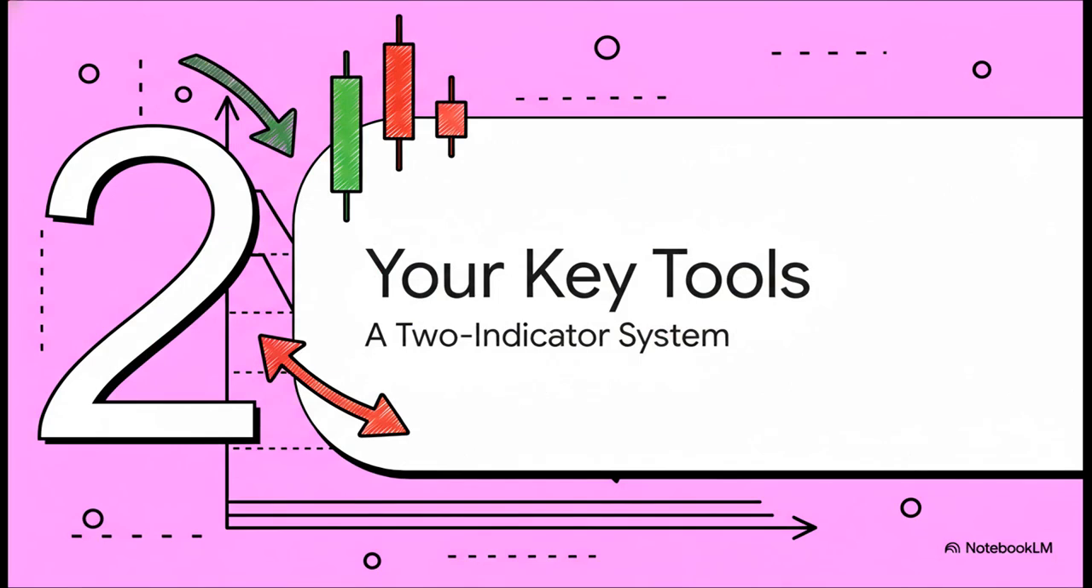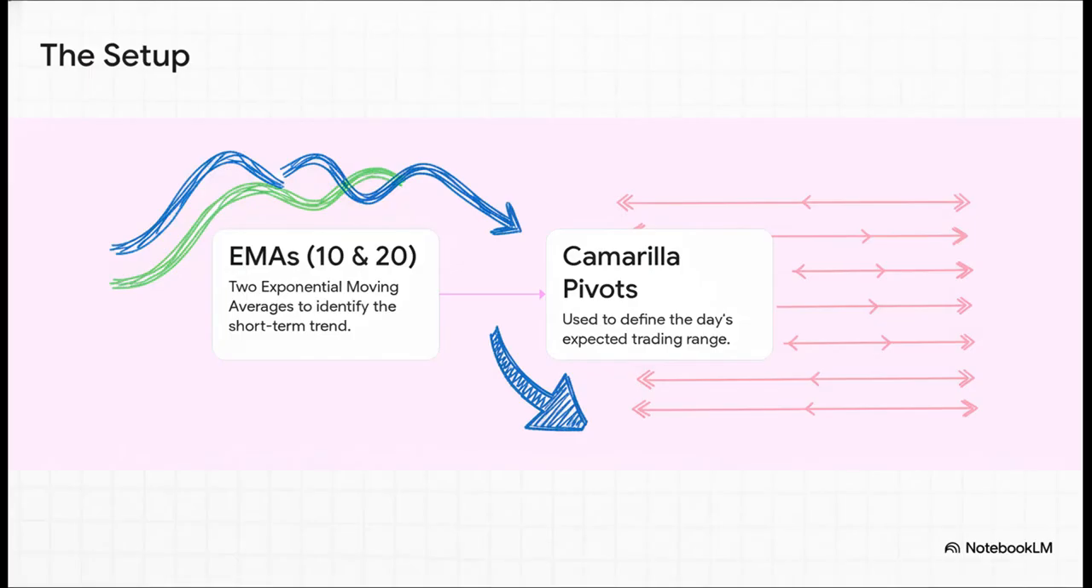So to fix this, we're going to radically simplify our toolkit. The entire foundation of this strategy, everything we're about to talk about, rests on just 2 indicators. Seriously, that's it. Nothing else needed. Okay, first up, exponential moving averages. You'll hear them called EMAs. We're just going to use the 10 and the 20. These give us a quick and easy way to see the short-term trend. Second, and this is the really crucial part, we're going to use Camarilla Pivots. These are what we'll use to define our playing field for the day.